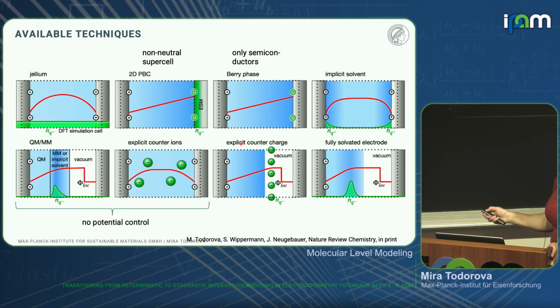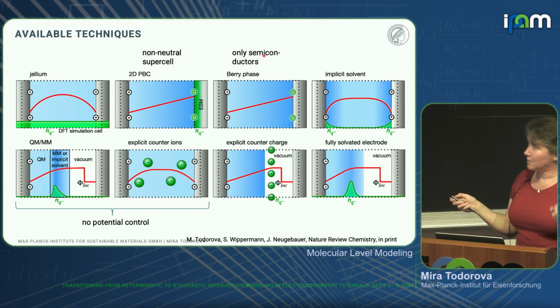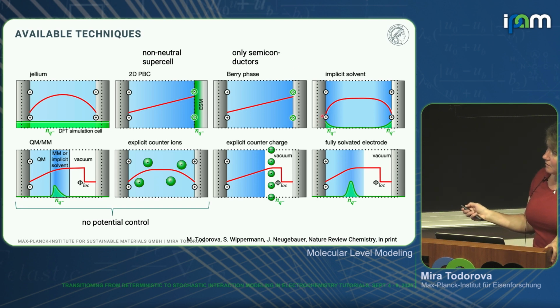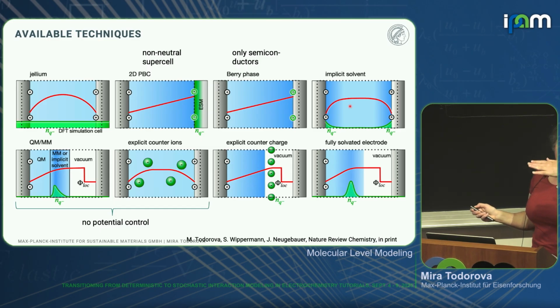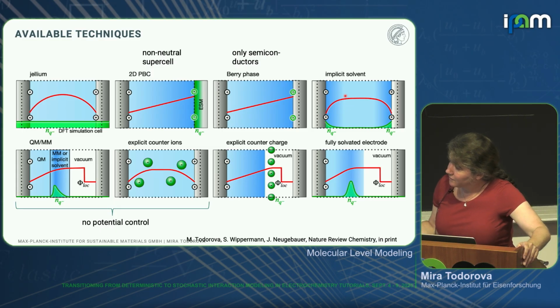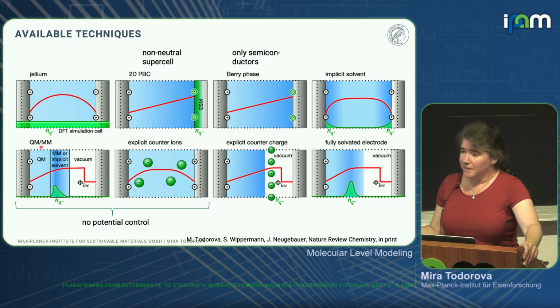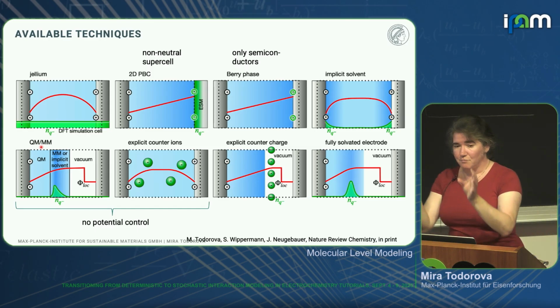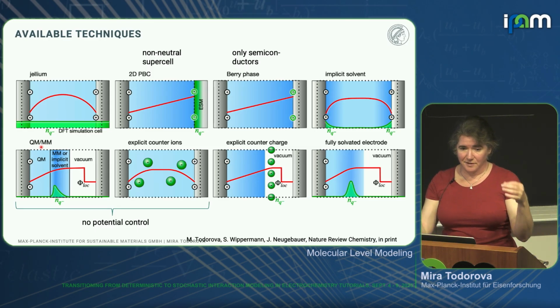There is the approach that comes from the modern theory of polarization, where they can apply fields, but this is working only for semiconductors. If one uses an implicit solvent, then one has a restriction of the potential drop to the region close to the electrodes, so you get in the middle a kind of flat region, which means that the potential doesn't change. And then you have some kind of QM/MM methods where you have a quantum mechanical region and then you couple it to some kind of implicit solvent, for example, or a force field.